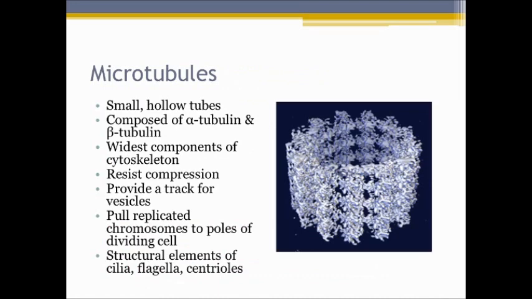Microtubules are the largest of the cytoskeleton components. They help to resist compression. They provide a track for vesicles to move. They pull replicated chromosomes to their poles during cell division. And they are the structural elements of cilia, flagella, and centrioles.